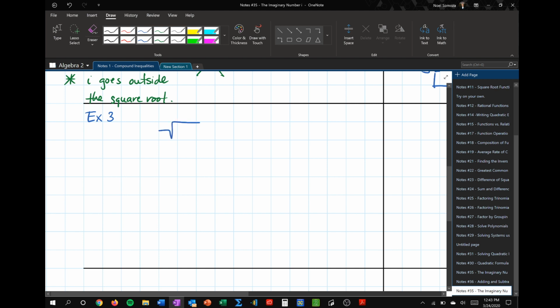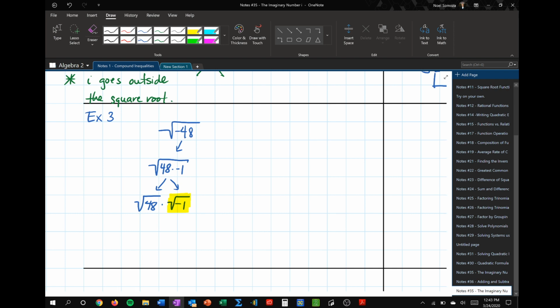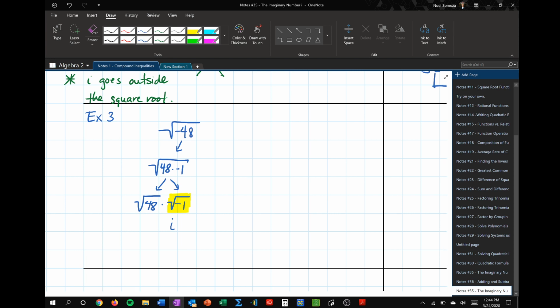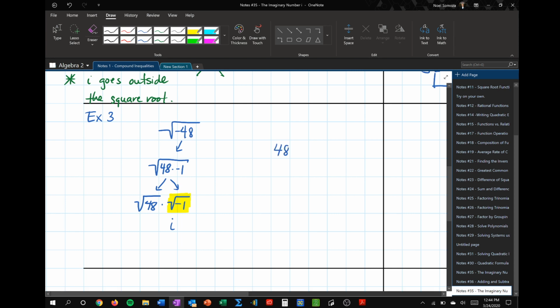Let's take a look at a number like the square root of -48. Again, the first thing is to identify that this is the same thing as 48 times -1. That allows us to split this into two: the square root of 48 times the square root of -1. The easy part is the square root of -1. This is the whole point of the lesson: this becomes the imaginary number i. Now we have to deal with the square root of 48.